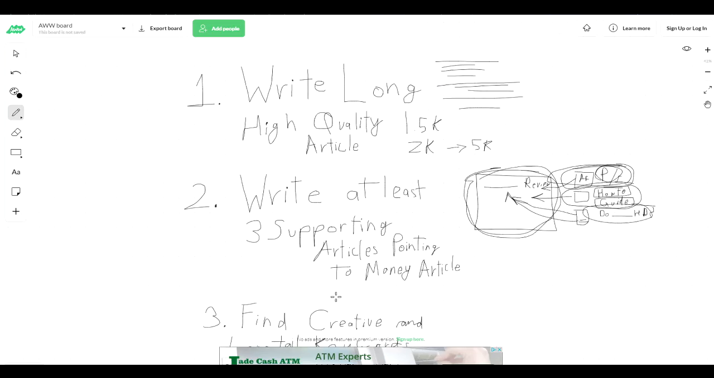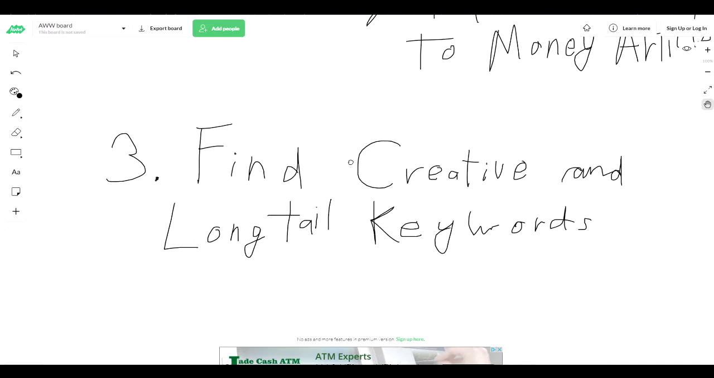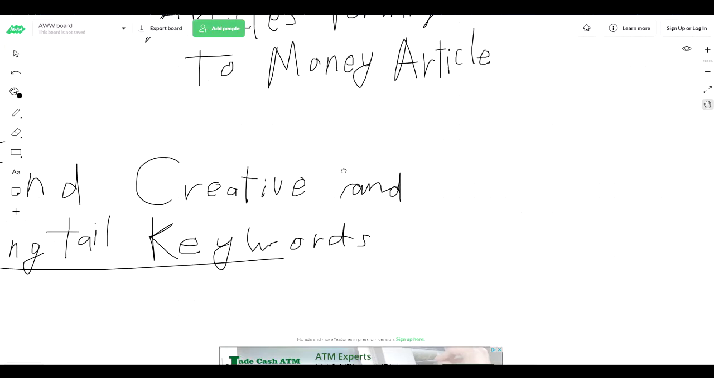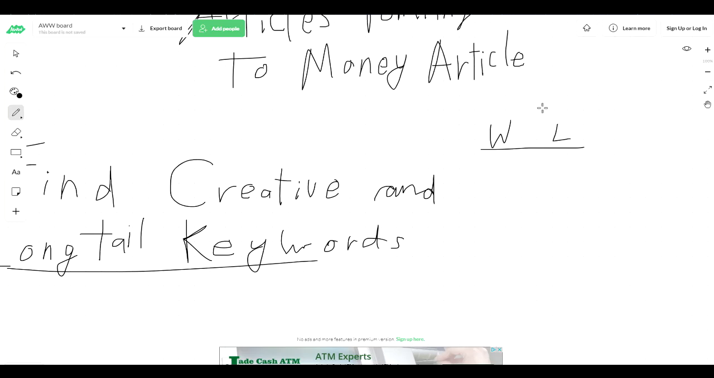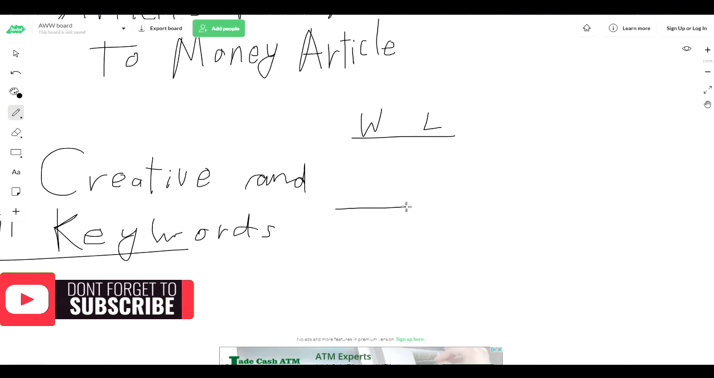Exactly. So number 3, we have finding a creative angle and long tail keywords. This is so important, okay? So if it's something like just weight loss, there's no way you're going to rank for weight loss, okay? There is no way. You want something which is super long tail, okay? So it could be like how to lose weight. Okay, that's a short keyword.